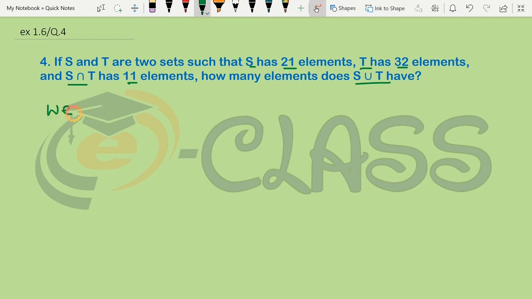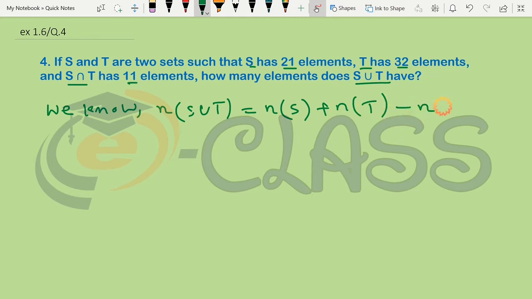First of all, we know the number of elements in S union T equals the number of elements in S plus the number of elements in T minus the number of elements in S intersection T. So this will be 21 plus 32 minus 11, which gives 42. So this is the answer.